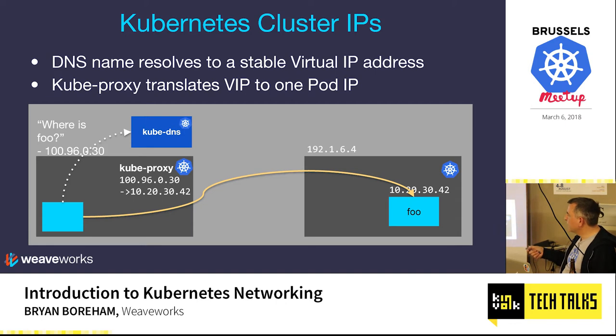So first of all, we ask kube-dns, we get this address. We start talking to that address. Our bit of software here totally believes that fake address. And then this other bit of Kubernetes, which is called kube-proxy, sets things up so there's a mapping to the real pod address. Okay? So that's how services work in Kubernetes.